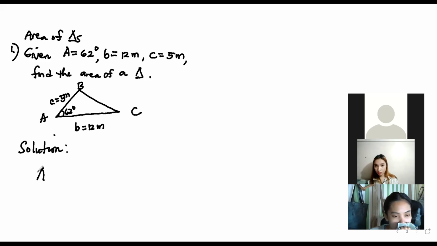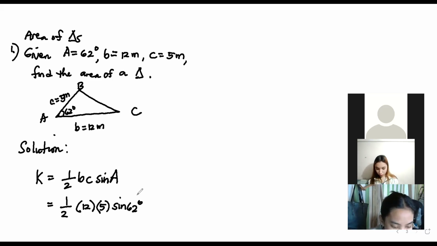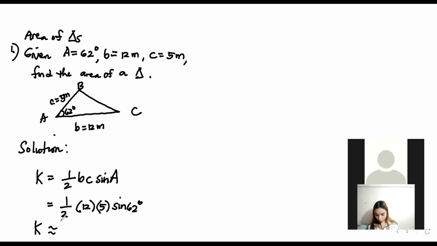We're going to use letter K. K equals 1/2 BC sine, which angle is not adjacent to the side that is missing? A. So, we'll use angle A, and A is given. To find the area, we will have 1/2, and just substitute the given: B is 12 meters, C is 5 meters, sine of A is 62 degrees. Again, the answer is irrational, so let's get the approximate value of the area, rounding off your answer to a whole number.